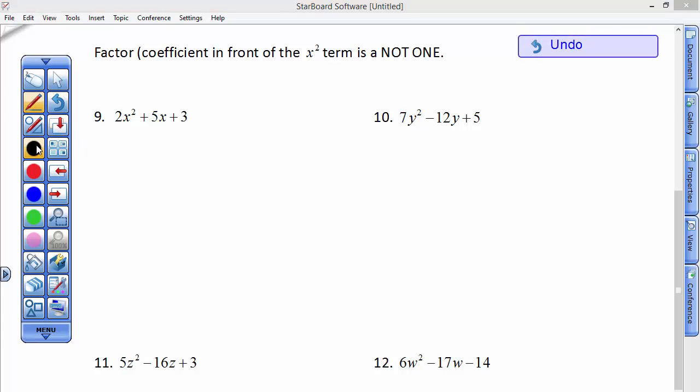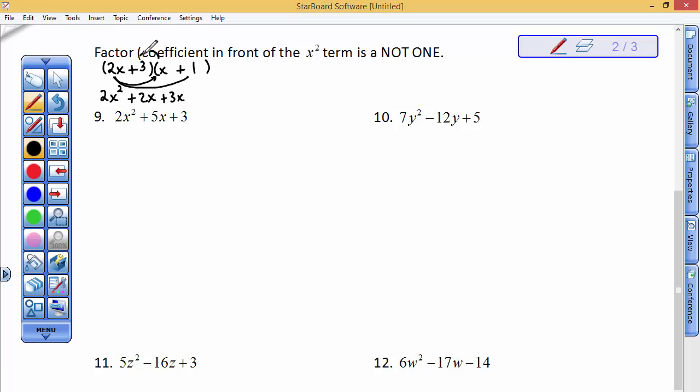So for example, this problem right here is going to factor into, let's see, I've got to think about this a minute. 2x plus 3 times x plus 1. So let's just FOIL it to see why. So 2x times x is going to be 2x squared. 2x times 1, here is a 2x. 3 times x is a 3x. Those are going to happily add to be the 5x. And 3 times 1 is 3.